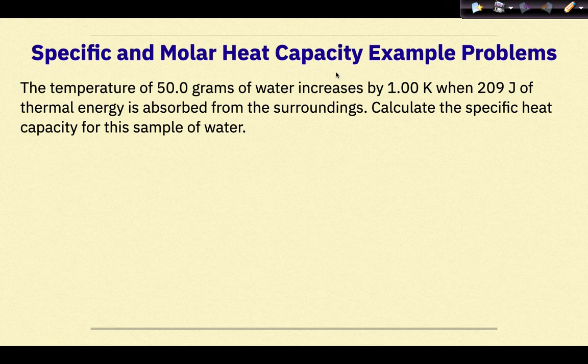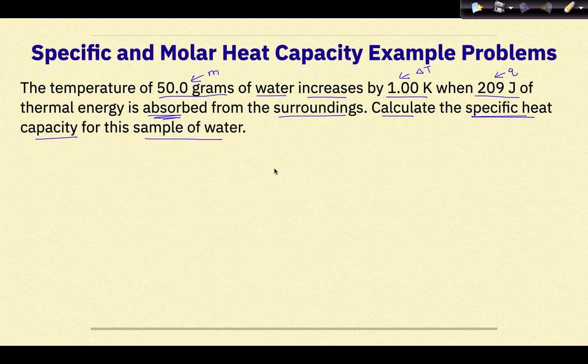Specific and molar heat capacity example problems. The temperature of 50 grams of water increases by 1 Kelvin when 209 joules of thermal energy is absorbed from the surroundings. Calculate the specific heat capacity for this sample of water. So what are we given here? We are given a mass. We are given a change in temperature. It's just telling us we're increasing by 1 Kelvin, so that's our delta T. We're given an amount of thermal energy, so this must be our Q.